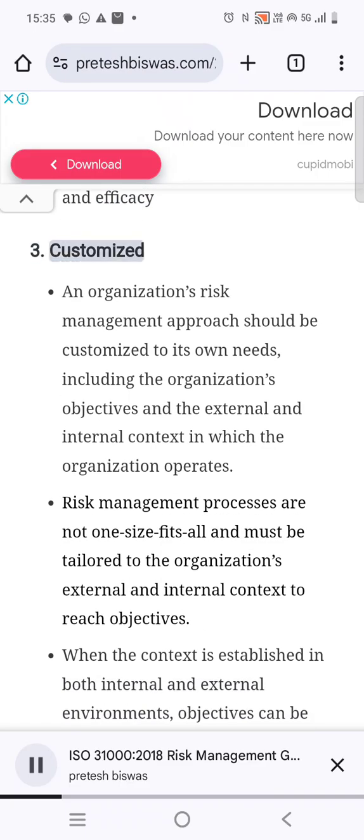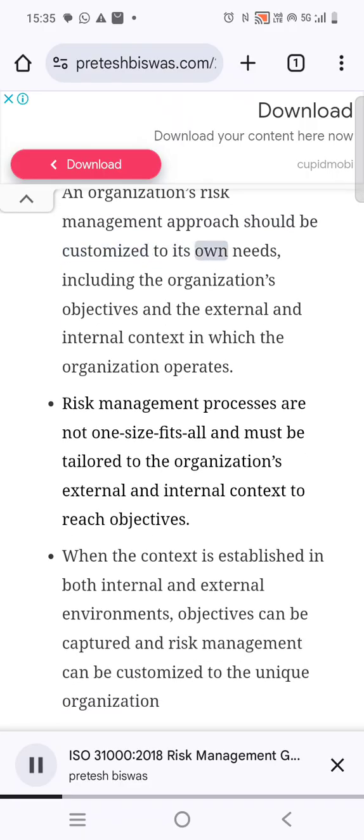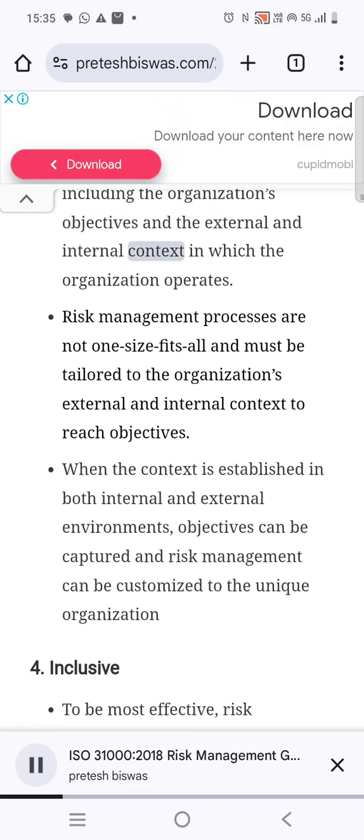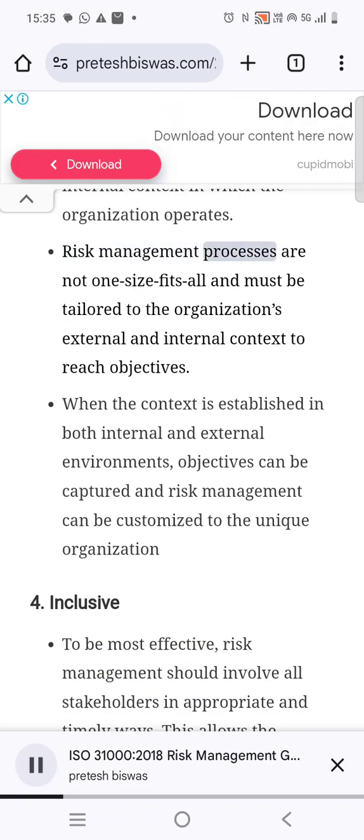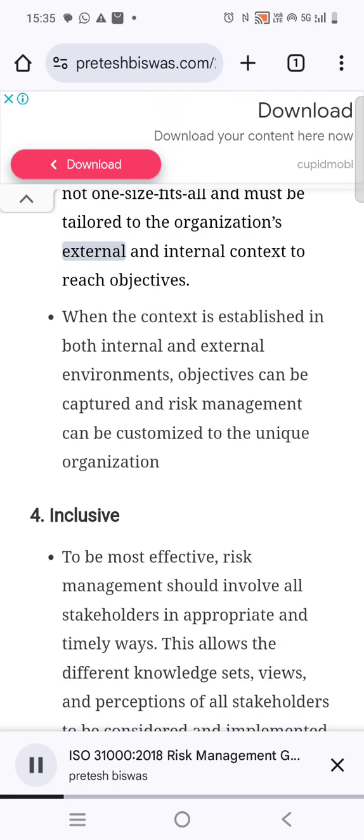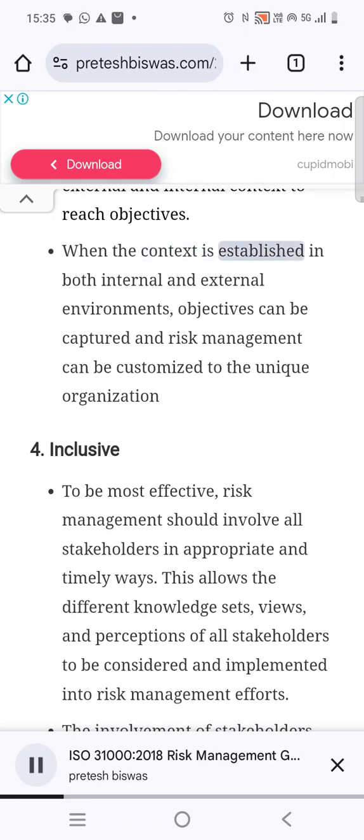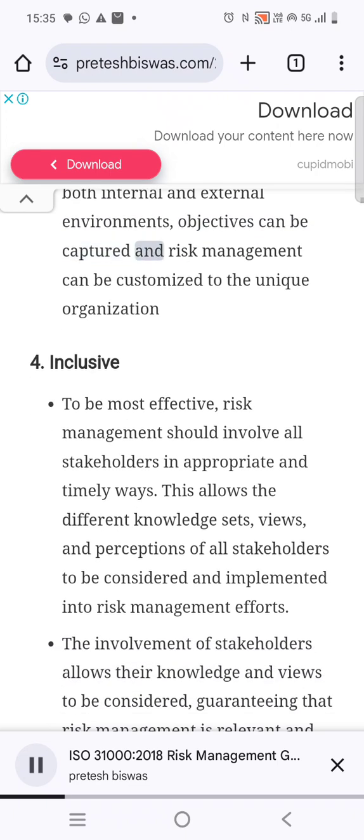3. Customized. An organization's risk management approach should be customized to its own needs, including the organization's objectives and the external and internal context in which the organization operates. Risk management processes are not one-size-fits-all and must be tailored to the organization's external and internal context to reach objectives. When the context is established in both internal and external environments, objectives can be captured and risk management can be customized to the unique organization.